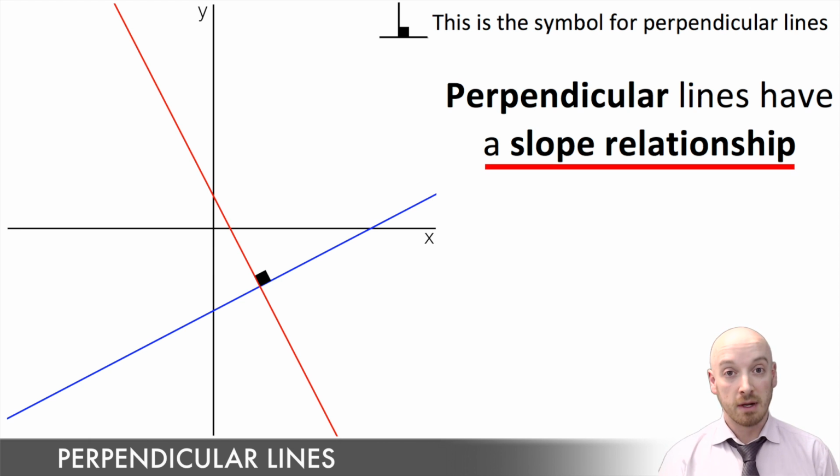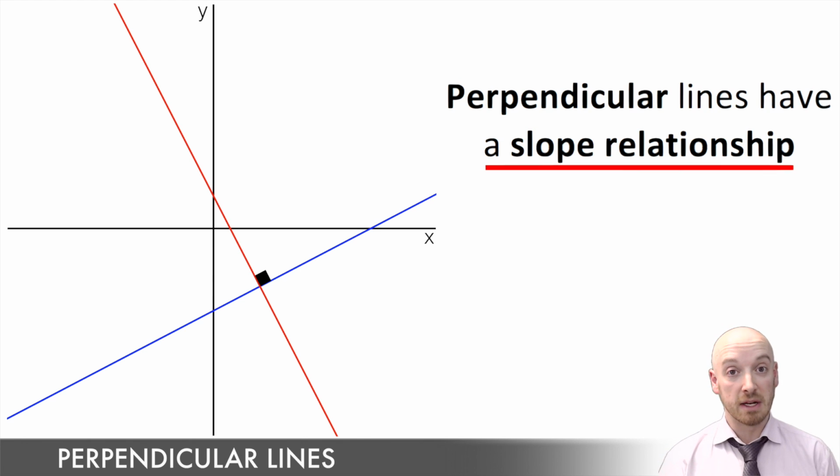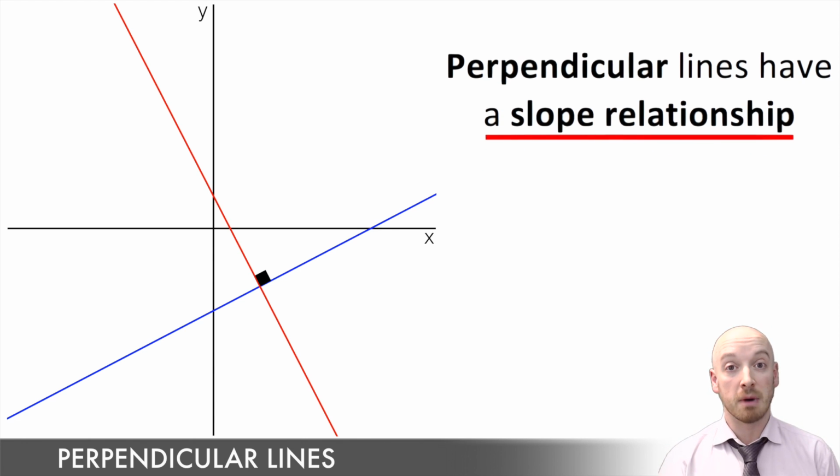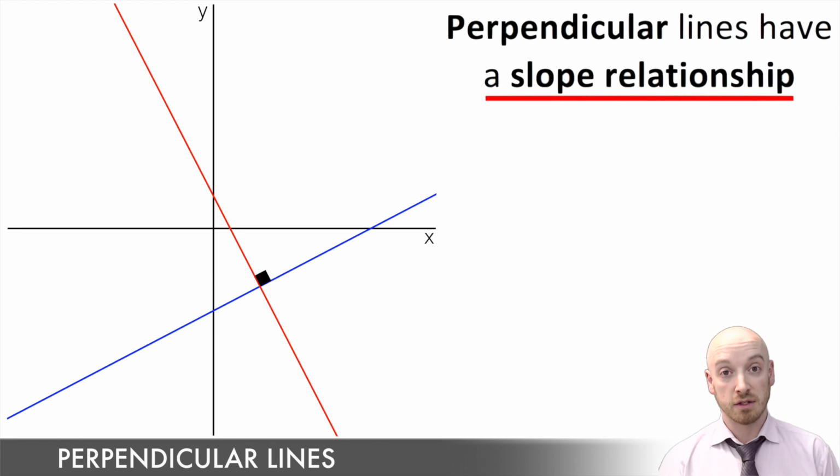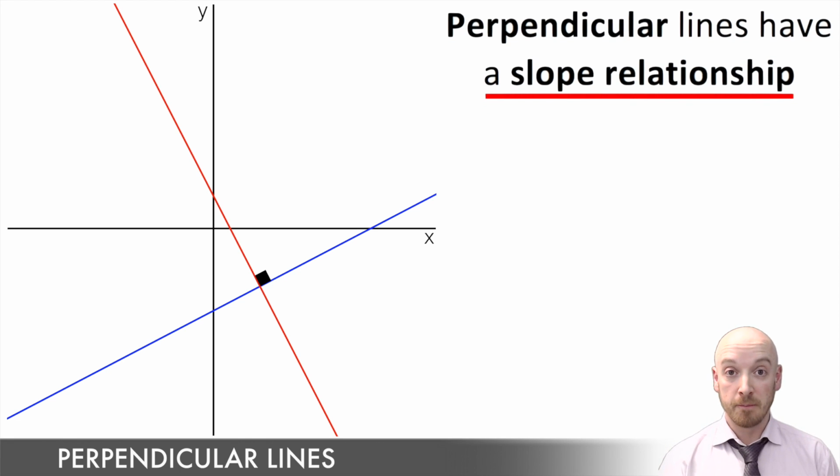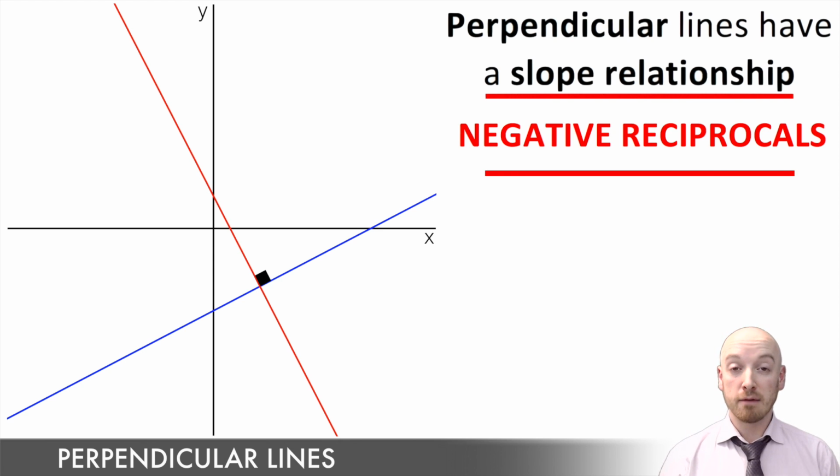aren't the same. Now, remember, parallel lines cross through the graph at the same steepness or the same slope. They run side by side and never touch. Perpendicular lines are different. Their slopes are related by something called negative reciprocals.